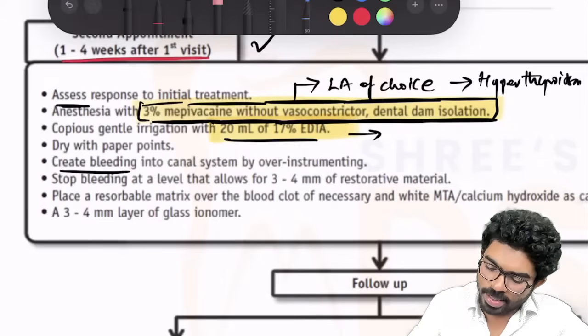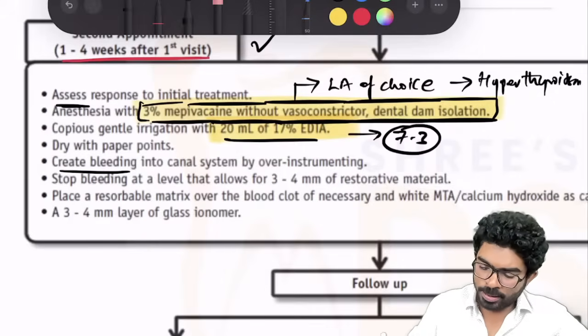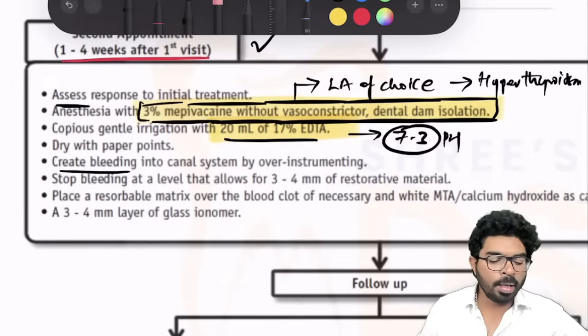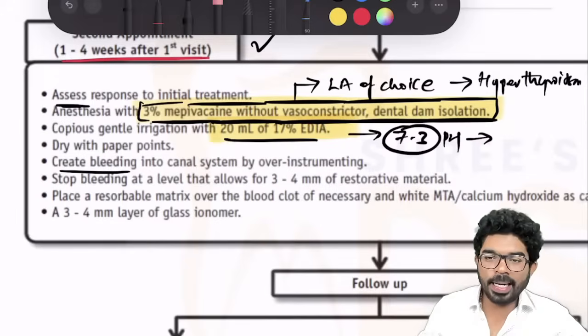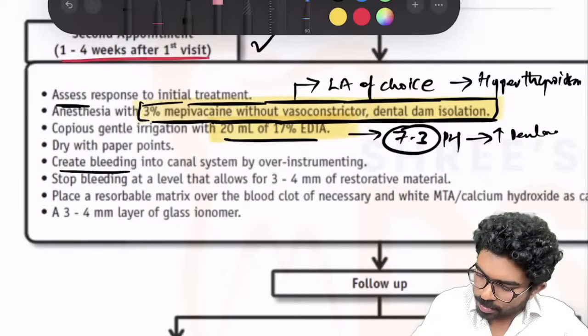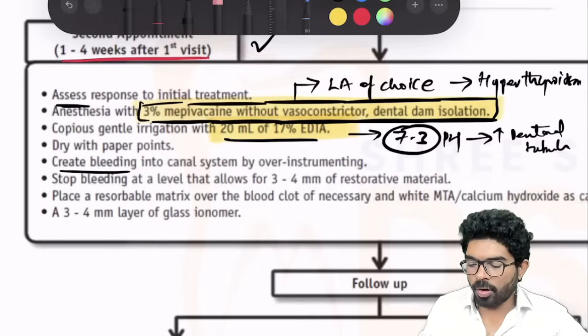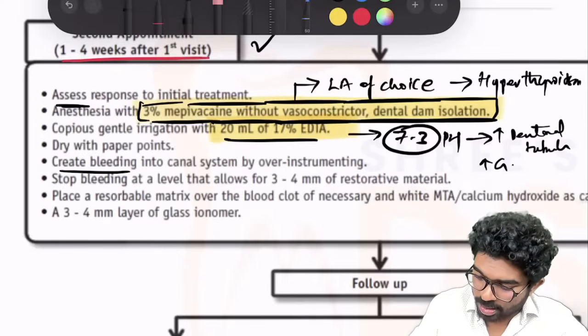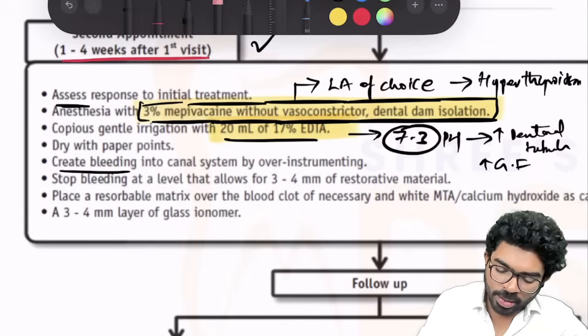The pH of EDTA is 7.3. Okay, 17% I'm going to use. Why am I using EDTA here? EDTA is going to open the dentinal tubules, and followed by that, EDTA is going to activate the growth factors. It's going to open the dentinal tubules and activate the growth factors, followed by which I'm going to dry with paper points.